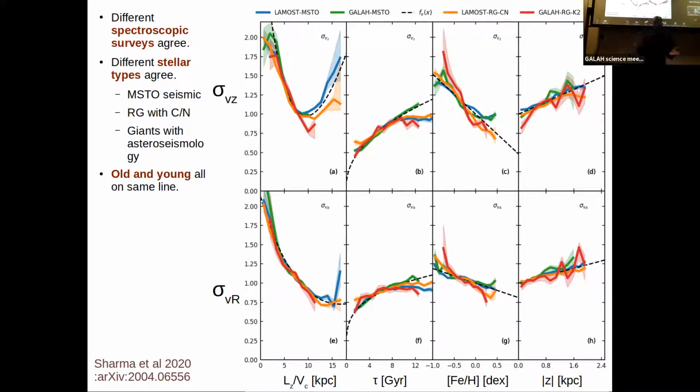Old and young all lie on the same line. So the thick disk is nothing special. Like we saw in the solar neighborhood, there was a break from the power law, and that was because you didn't take the other variables into account. But if you take all the variables into account, all of them, thick disk or thin disk, lie on the same relation.